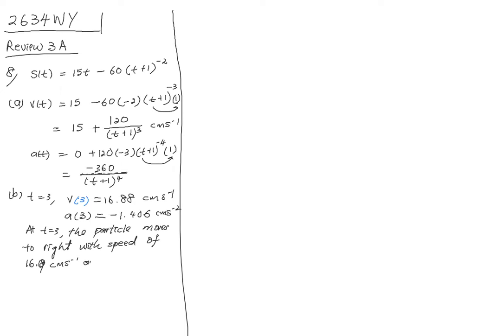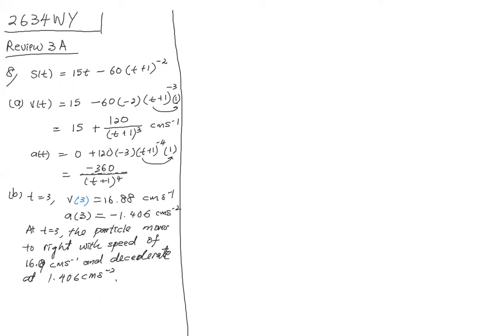And, okay, if you get a negative acceleration, what word will you use? Decelerating. Decelerating and decelerate at 1.406 cm per second squared. So that is called describe.